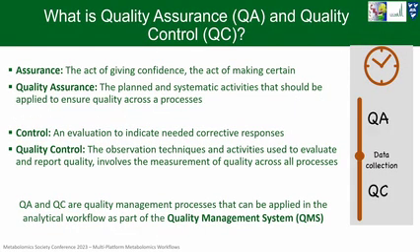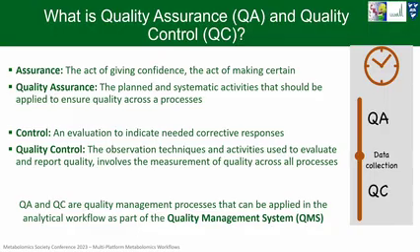So I'd now like to move on to quality assurance and quality control in metabolomics and how we embed this in our metabolomics workflow. So I'm going to start with some definitions here. So assurance is the act of giving confidence, and it's the act of making certain. And quality assurance is the planned and systematic activities that we should apply to ensure quality across a process.